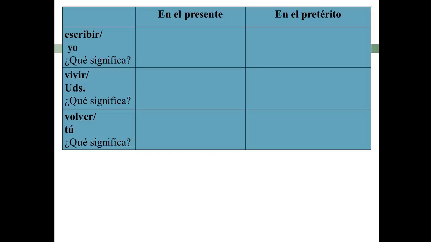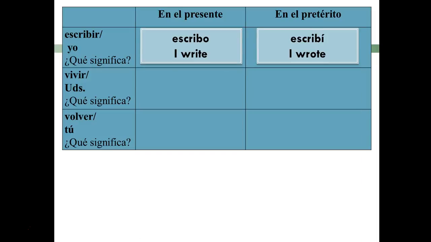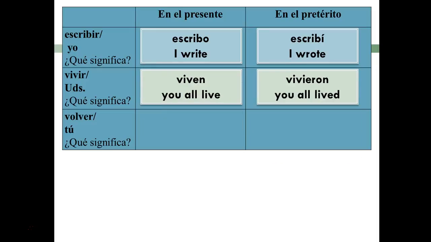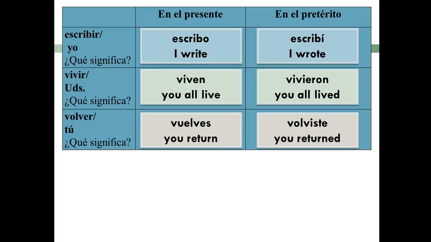And again, a couple examples, even though they aren't in your notes, just so you can see the differences. In the present tense, this would be escribo, I write, whereas in the preterite, escribí, I wrote. Viven, you all live. Vivieron, you all lived. Vuelves, you return. Volviste, you returned.